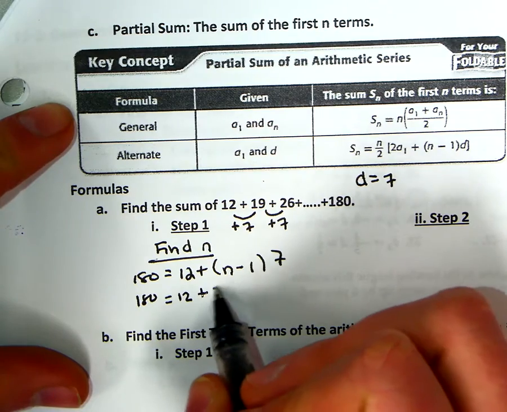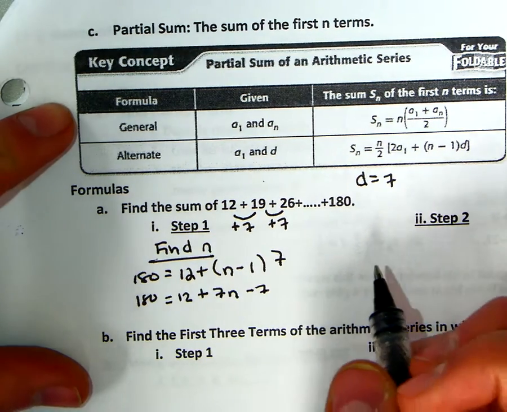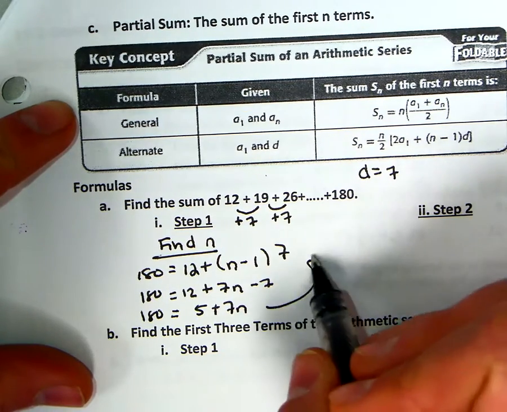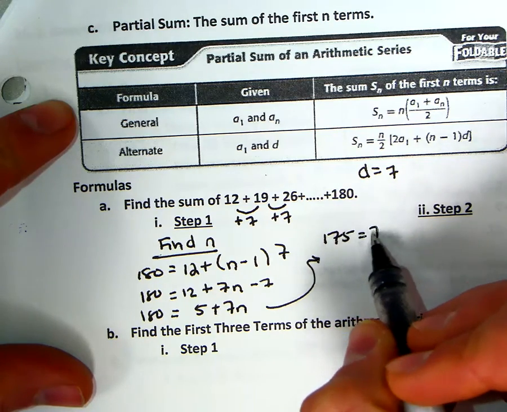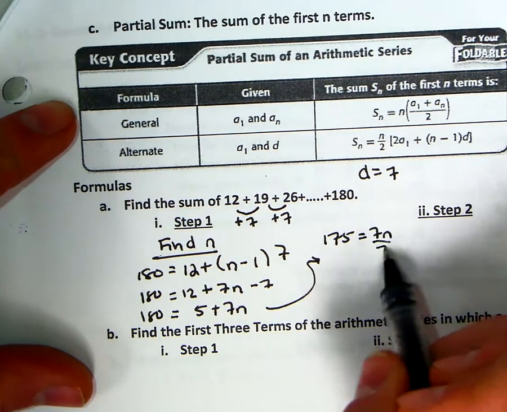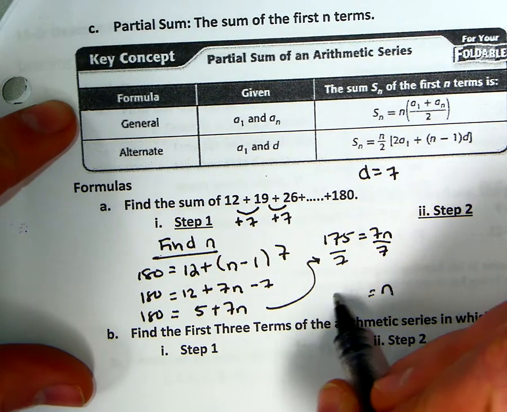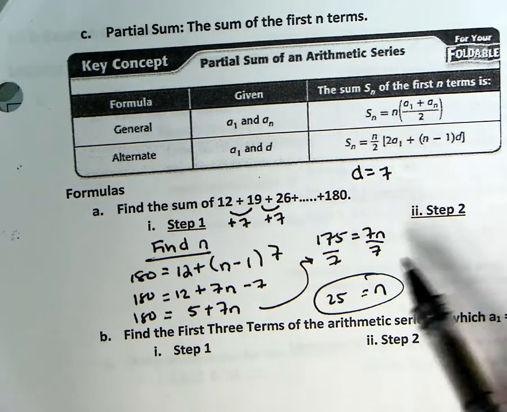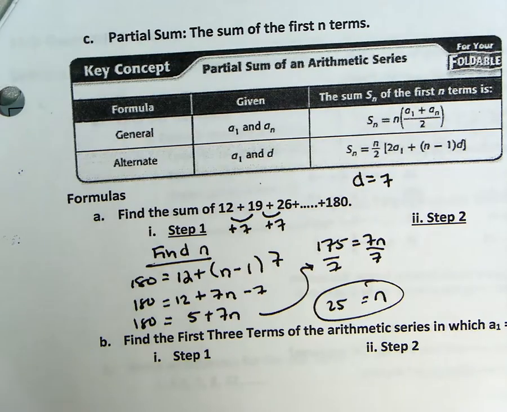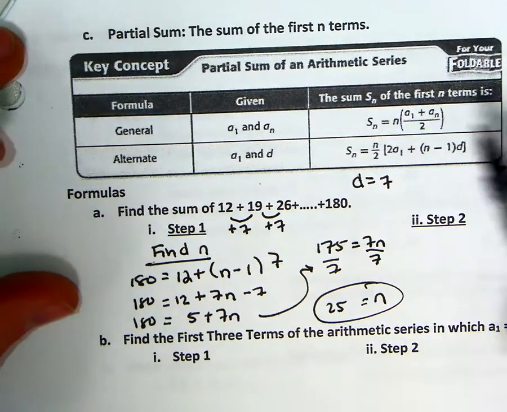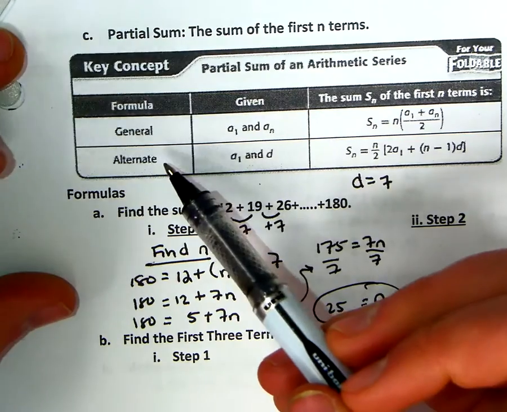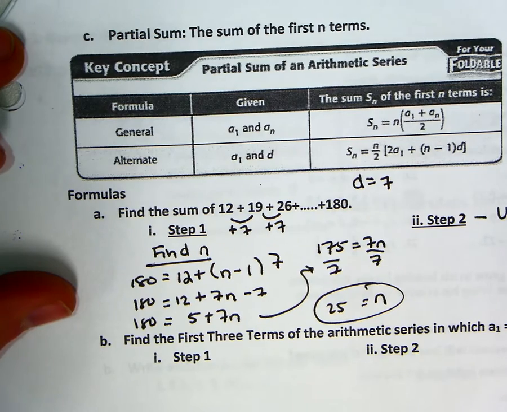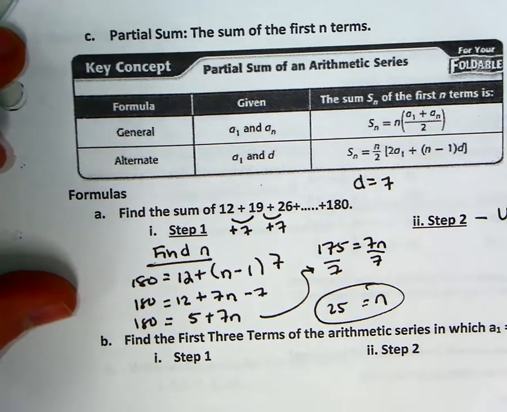Now it's just a little bit of algebra on the right side. So we have 12 plus 7n minus 7 equals 5 plus 7n equals 180. Now we have 175 equals 7n. Subtract 5 on both sides, divide by 7, and you get n equals 25. So once you have that, you have n, you have 7 for d. Now you're going to use one of these two formulas, either the general or the alternate, depending on what you started with.